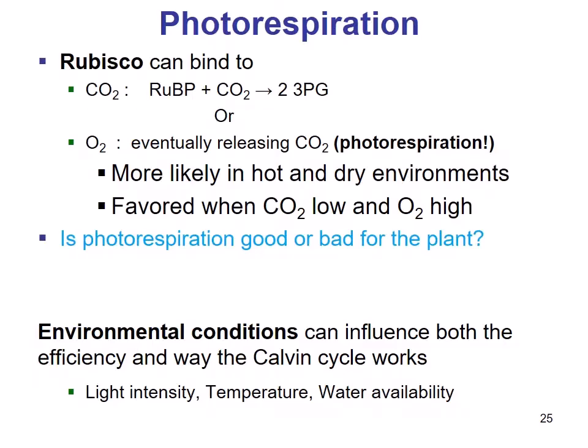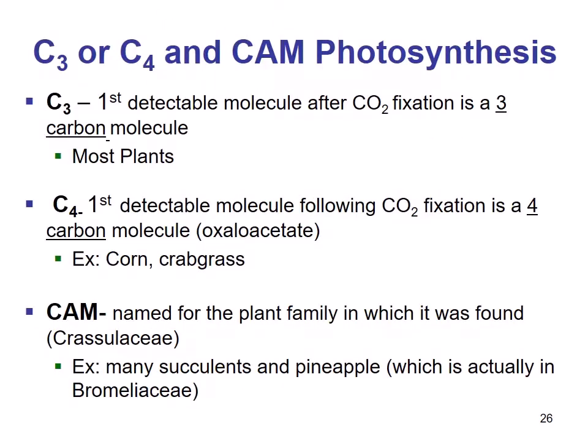So, it's bad for the plant because instead of producing carbohydrate, it's actually losing fixed carbon. So environmental conditions can really influence both the efficiency and the way the Calvin cycle works. Environmental conditions include things like light intensity, temperature, and water availability. So different photosynthetic pathways have evolved to take advantage of different environmental conditions. So we've got C3 plants, C4 plants, and CAM plants.